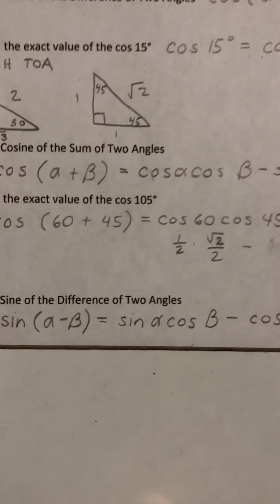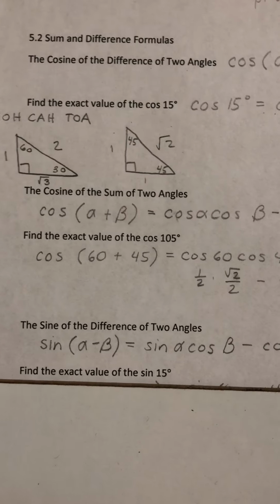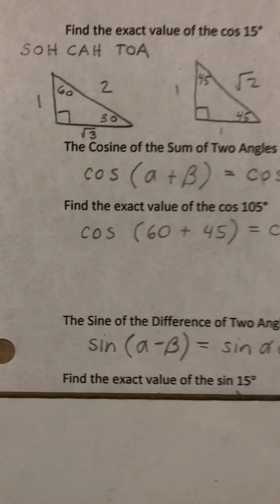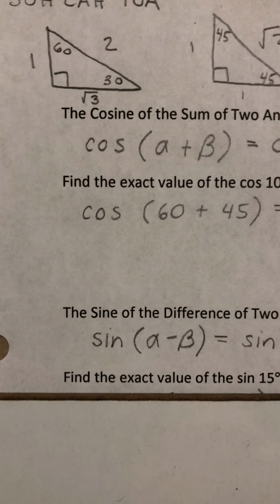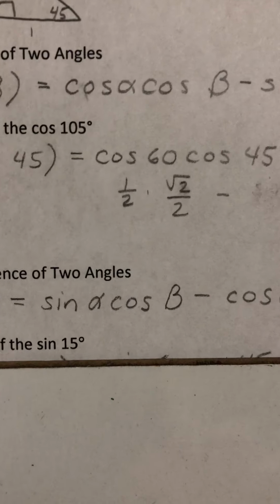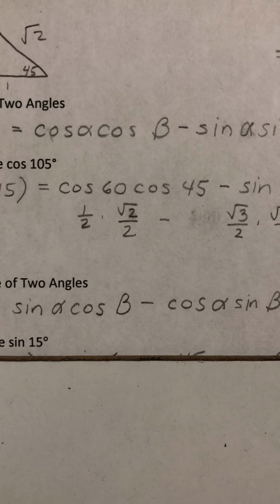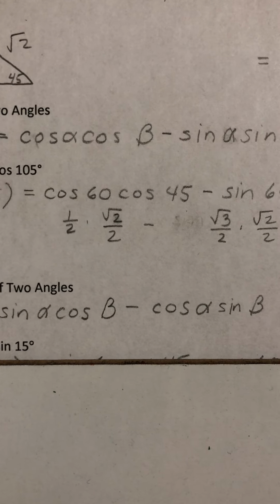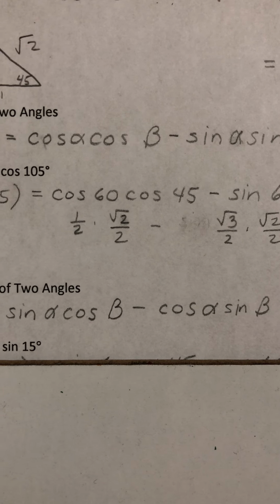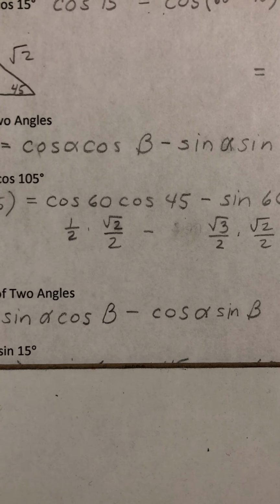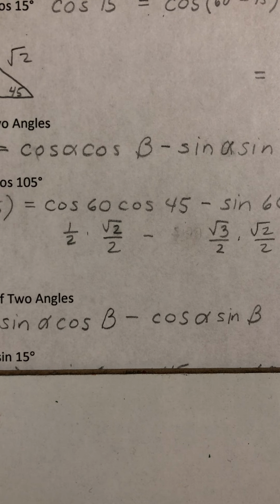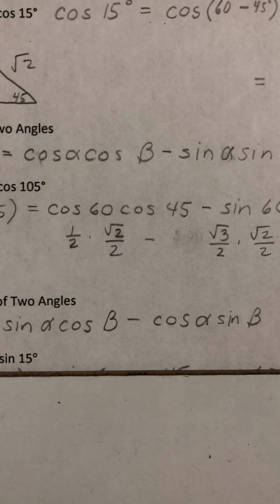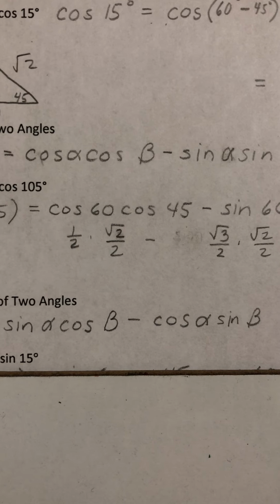Then we have special formulas for the sine of the difference of two angles. So the sine of alpha minus beta is equal to the sine of alpha times the cosine of beta minus the cosine of alpha times the sine of beta. So they're just using the Greek letters alpha and beta to represent two different angles. We could call them A and B if you prefer.